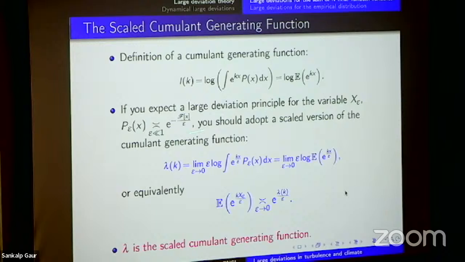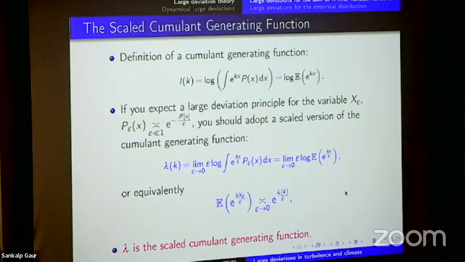So now if we expect a large deviation principle of this form with this f of x divided by epsilon, then if you want to compute the average of the exponential of kx, this contribution will be negligible. So you have to rescale, actually. You have to compute the average of something which is the exponential of kx divided by epsilon. You have to rescale k accordingly. And then you will get something which contains interesting information. You will take the log. And then you will see that you have to put epsilon in front of it to get a proper limit.